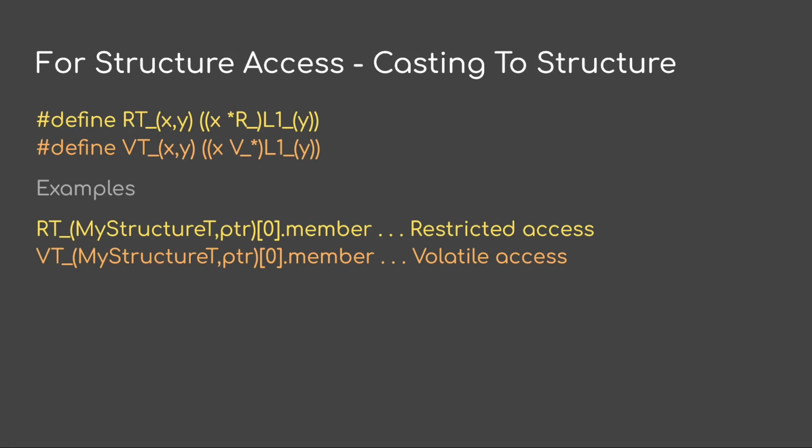When I need to use structures, I often just typecast the pointer to the structure to access a member, and I have some defines for that. So RT underscore will give me a restricted pointer to the specific type, X, and VT underscore will give me a volatile pointer to that type. Example below, when I want to access my structure T and member, I use the macros as shown below.